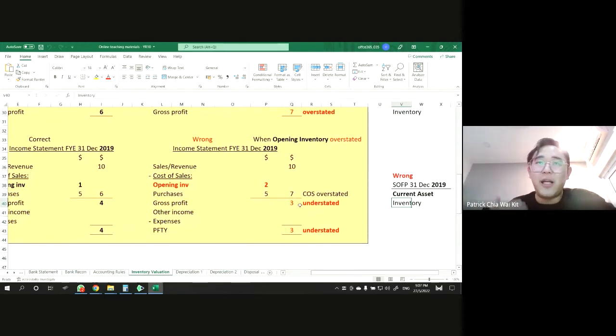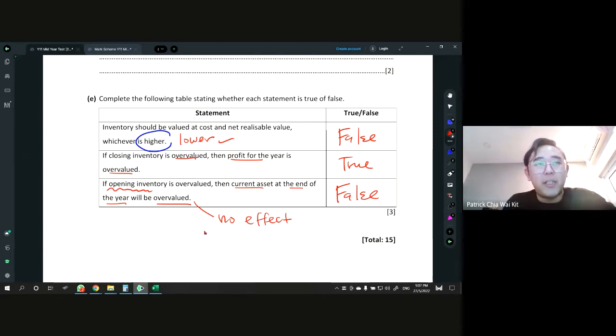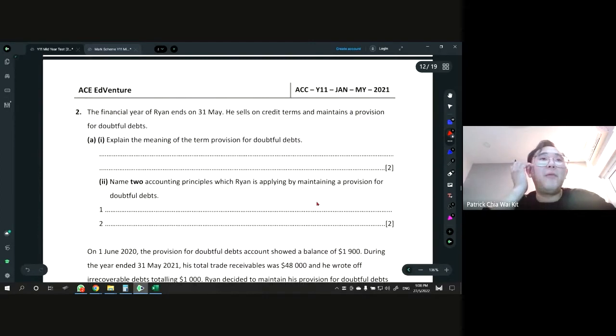Hopefully you can get this. If not, please come back to these notes and take a look again. So if opening inventory is overvalued, then the year-end is overvalued? The answer is no. This is a false statement because it's supposed to be no effect. Unless the question changed to closing inventory, then yes. If the question said closing inventory overvalued, then current asset is also overvalued. That is for sure. Okay, let's move on. Next one. We have question number two.